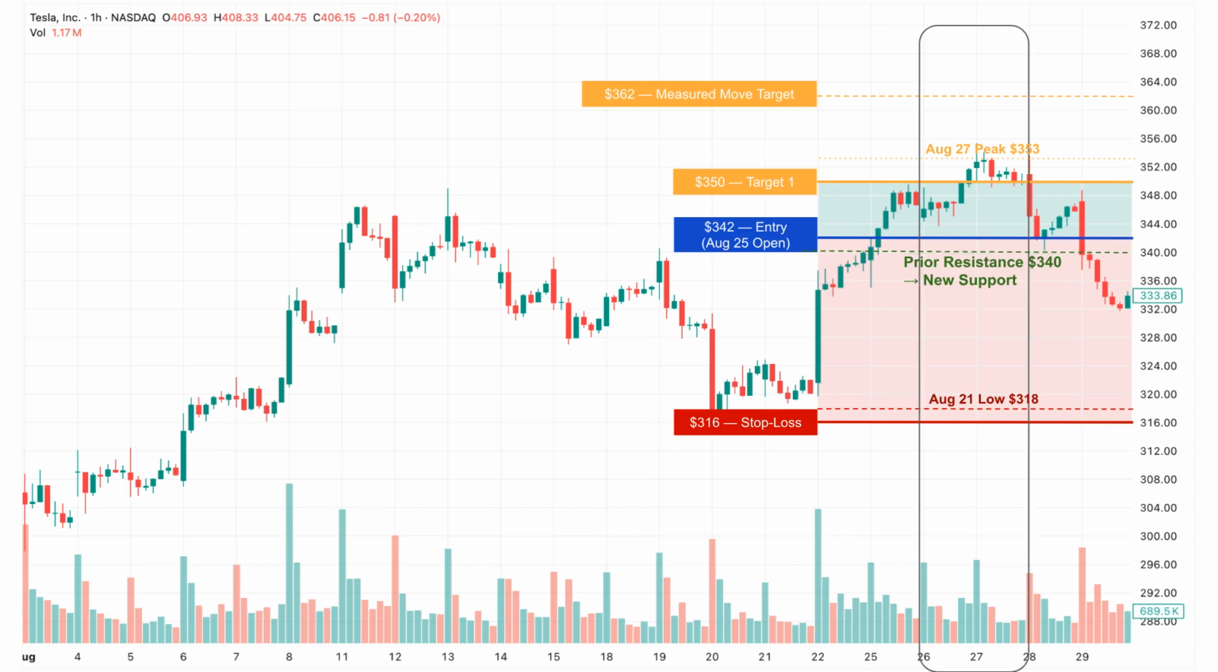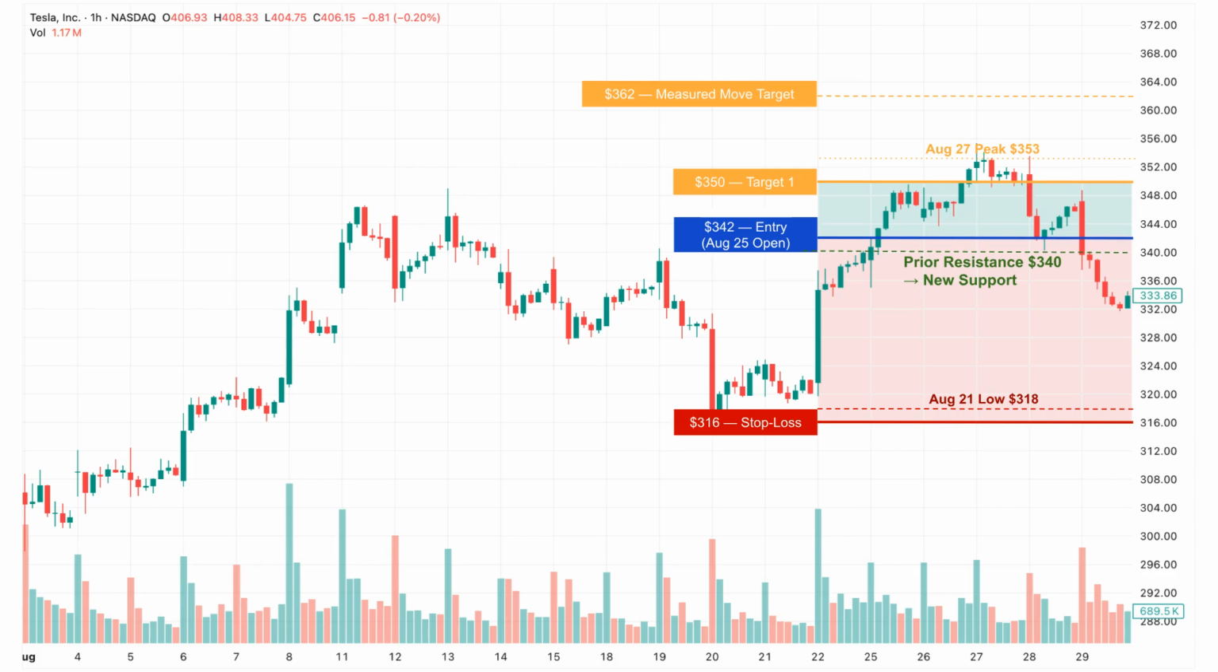August 26th through 27th, Tesla extends further. August 26th reaches $352, the high of the move thus far, and closes at $352. August 27th opens at $352 and reaches the absolute peak of $353 before closing lower at $350.